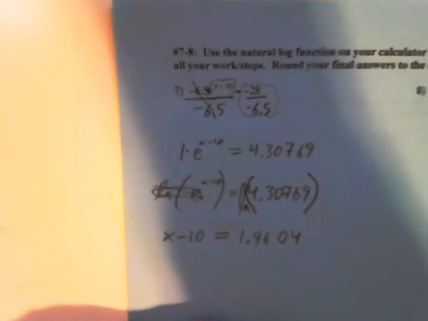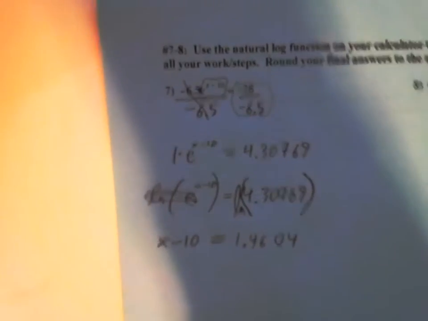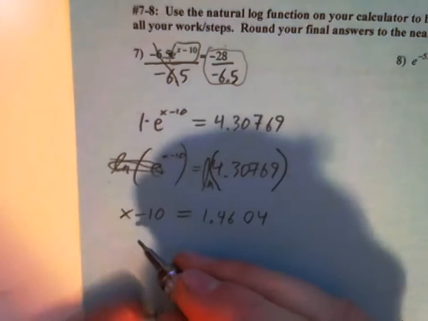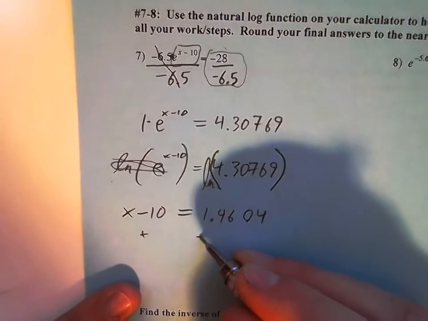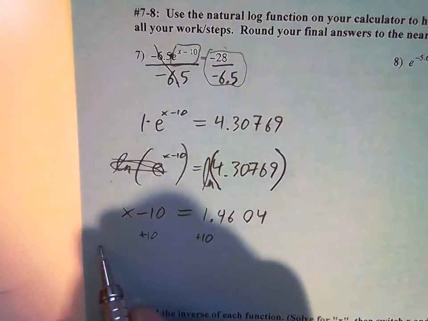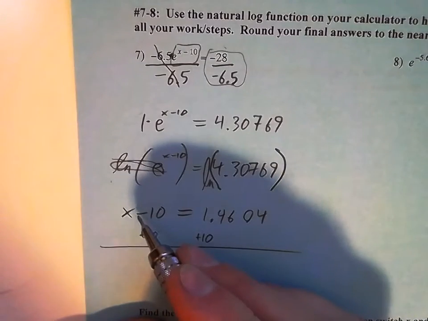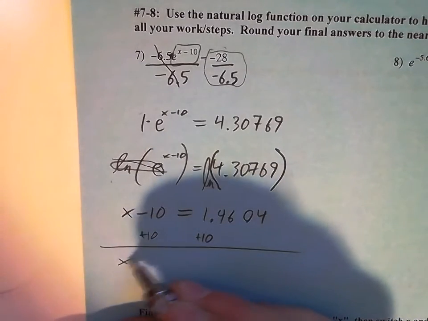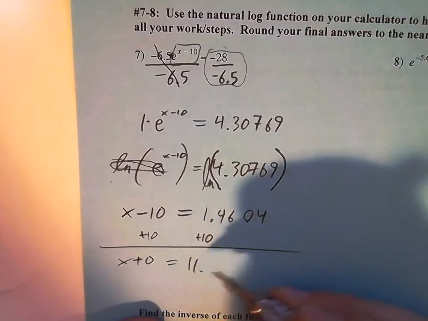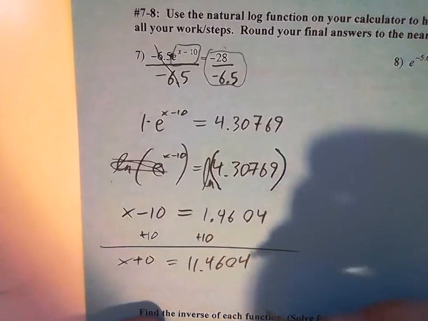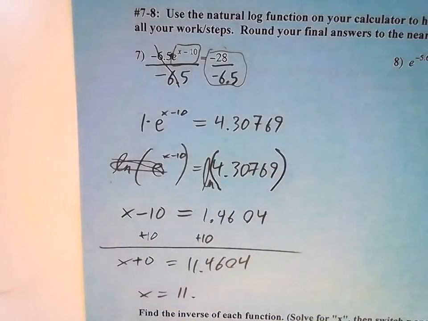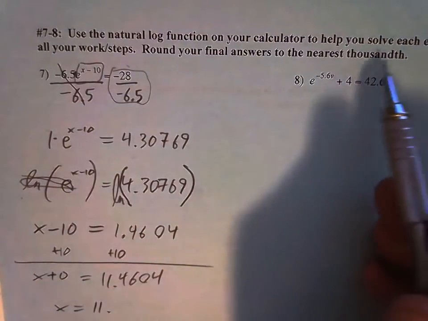Now what am I going to do? I'll zoom out so you can see this whole thing that I've been doing here. Okay, to get rid of minus 10, I'm going to add 10. To get rid of subtracting 10, add 10. So x minus 10 plus 10 is x plus 0, and that's going to be 11.4604. So x equals 11 point, it says final answer, round to the nearest thousandth.